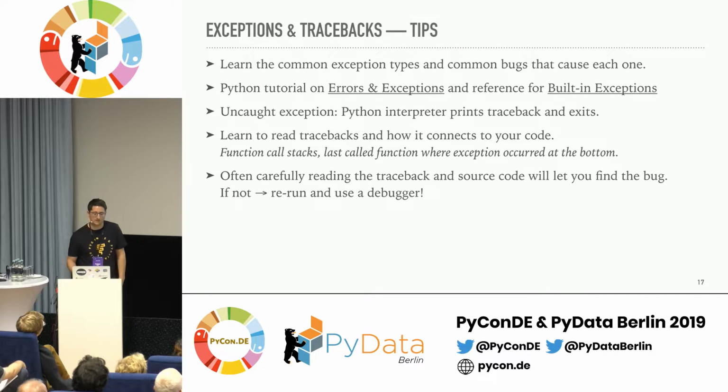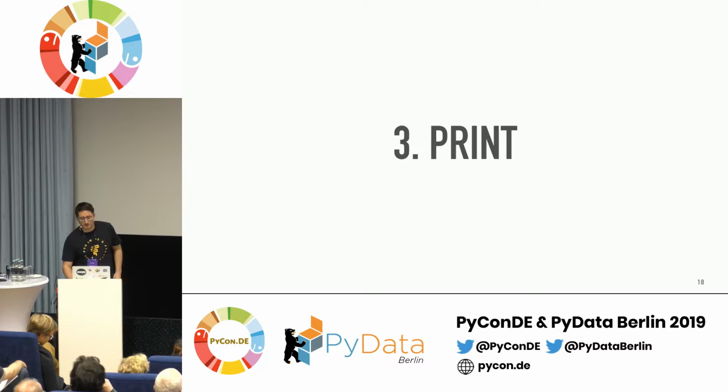If you have an uncaught exception, the Python interpreter prints the tracebacks and exits. And you have to learn how to read them and how it connects to your code. And often this will be enough to do your debugging. So the debugging really is reading the tracebacks carefully, reading your code carefully, then you understand what's wrong and you fix it. If this is not the case, then you would go and use a debugger.